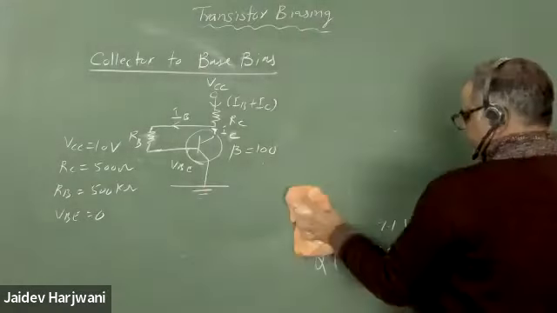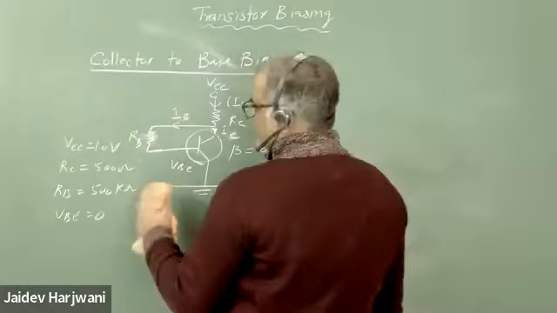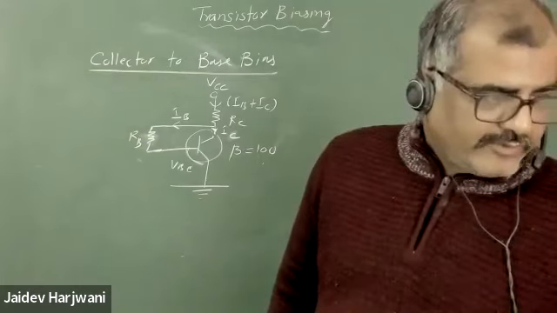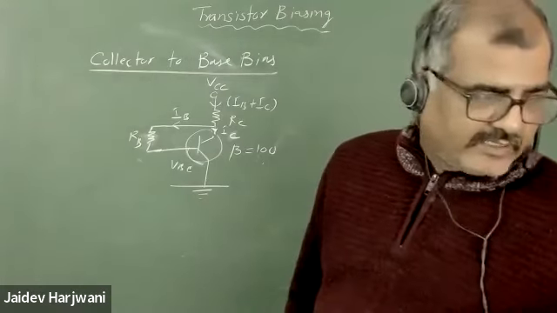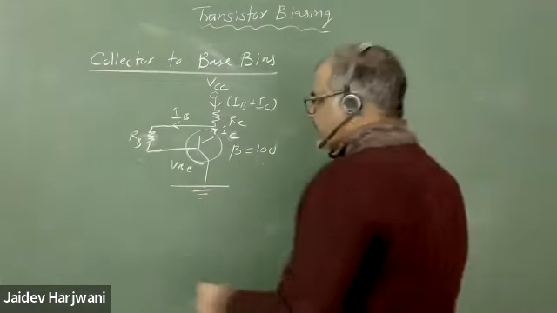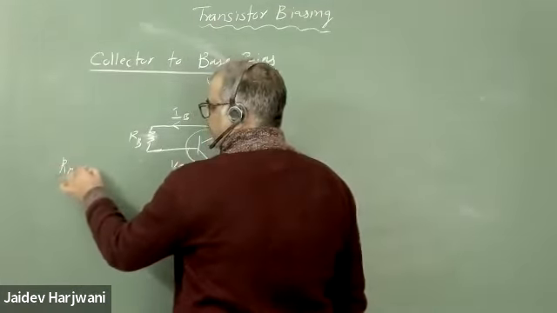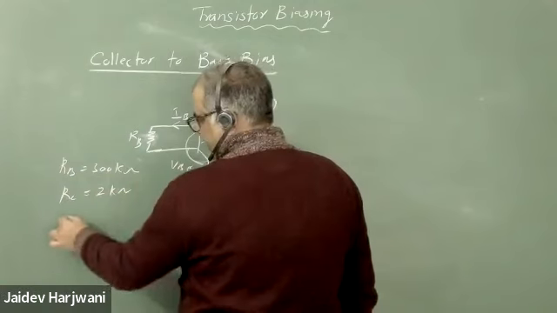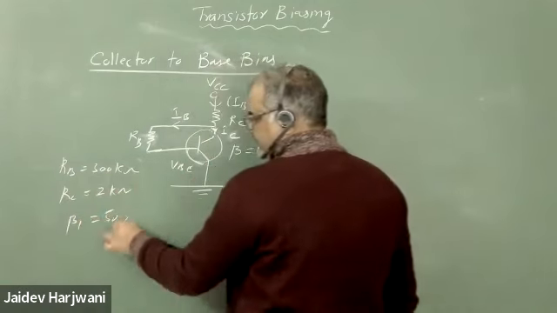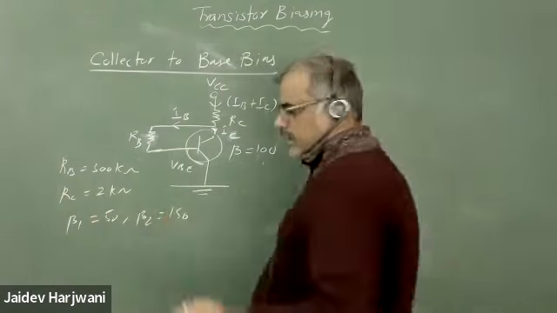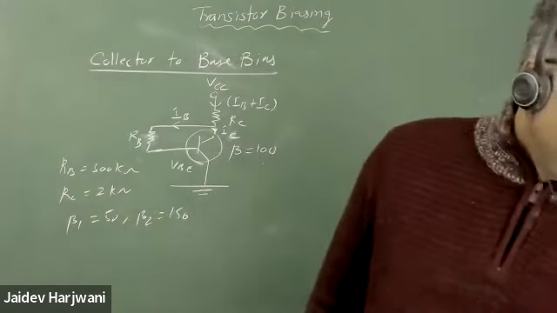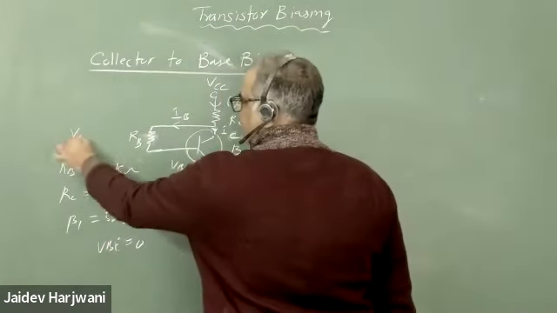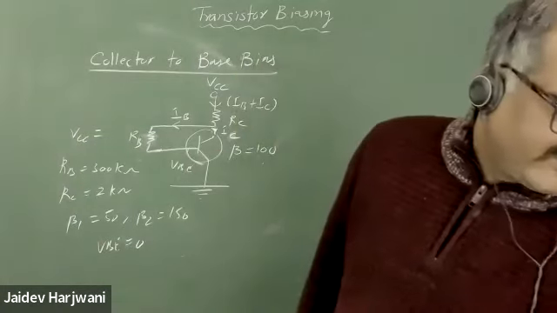Now I have given you one question. We have solved one question of fixed bias where I gave you the values of RB and RC, and I told you to calculate the ratio of IC2 by IC1. The same question I'm giving you again. You take RB equal to 300 kilo ohm and RC 2 kilo ohm, and beta 1 is equal to 50 and beta 2 is equal to 150. RC value is 2 kilo ohm. You can take VB 0. VCC is the same as earlier, 10 volt.